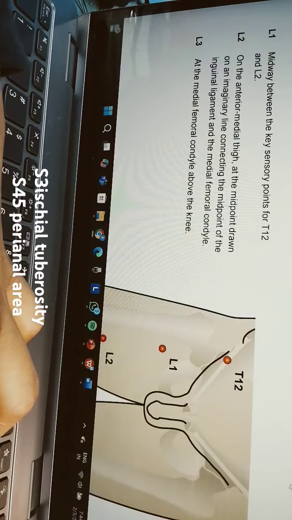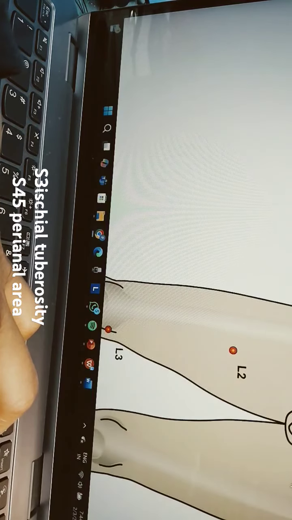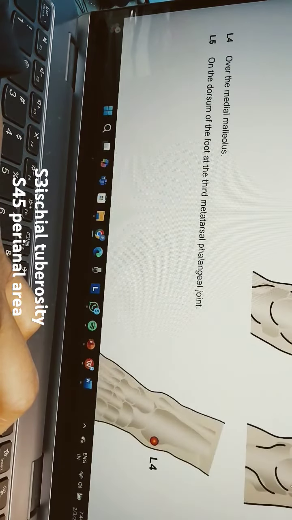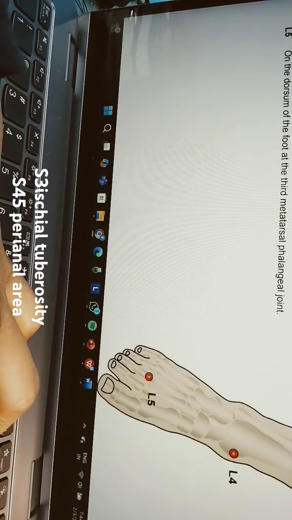L1: midway between the key sensory points for T12 and L2. L2: anterior medial thigh, at the midpoint of an imaginary line between the midpoint of the inguinal ligament and the medial femoral condyle. L3: at the medial femoral condyle. L4: medial malleolus. L5: dorsum of the foot at the third metatarsophalangeal joint.